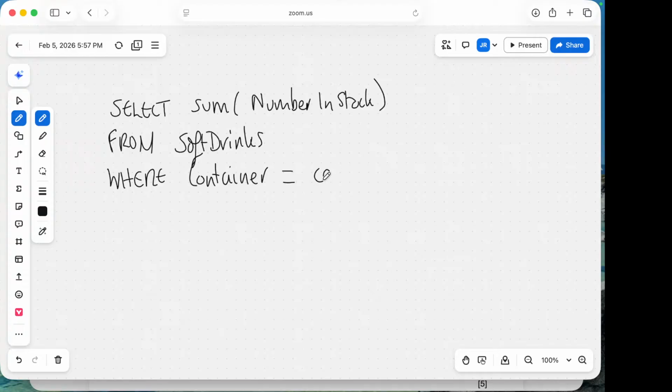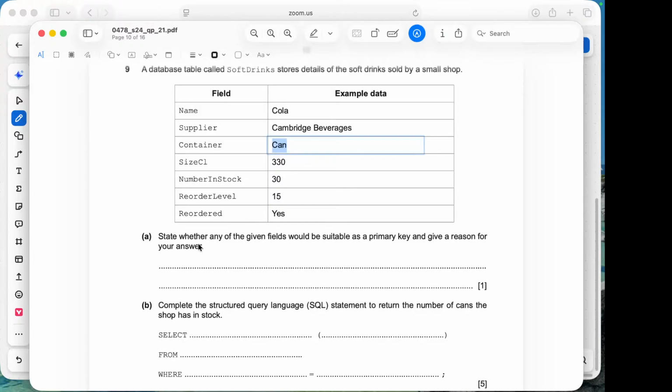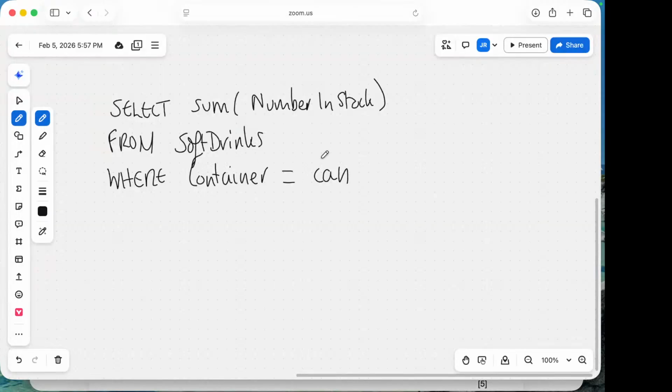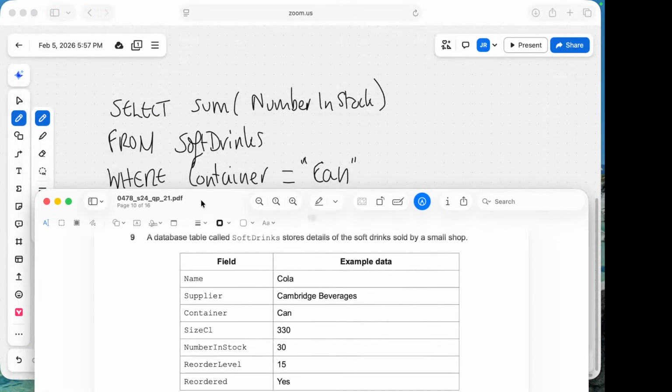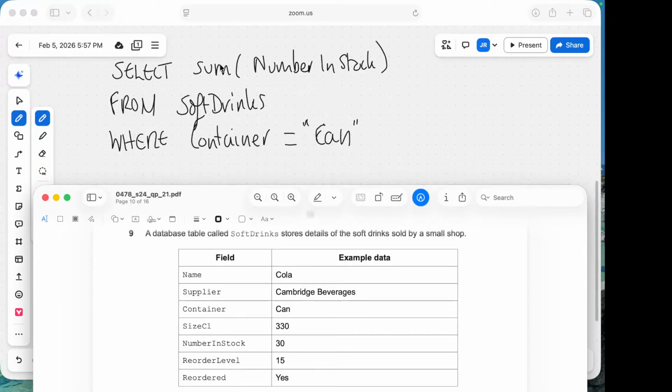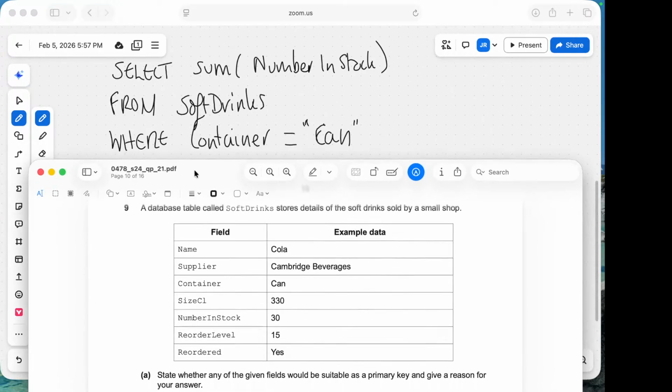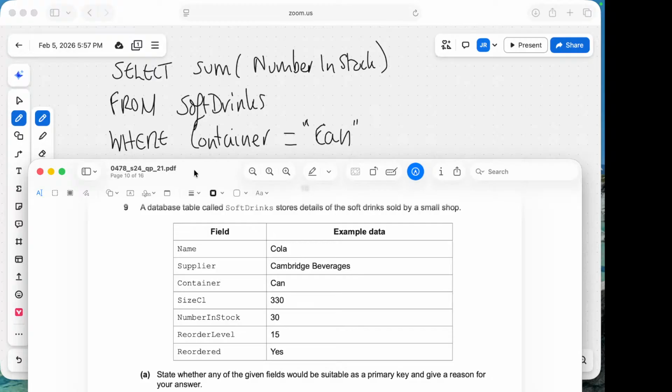equals can. Now, when you're searching for a string, it's capital C, isn't it? You can just put can, but it's better to put quotes around it. So if it is a string like that, put quotes around it. So you can see there, they've put the basics of it in there for us, and we've got the brackets, so that means it's a function, but it is SELECT SUM(number in stock) FROM SoftDrinks WHERE container equals 'Can'.